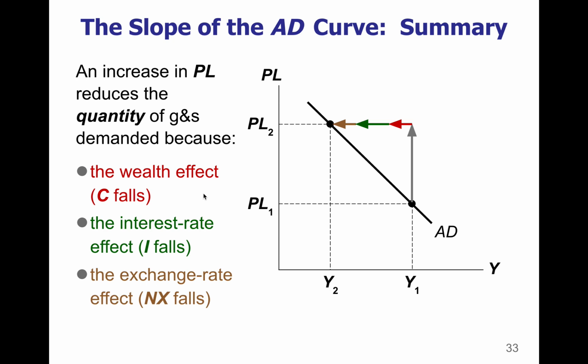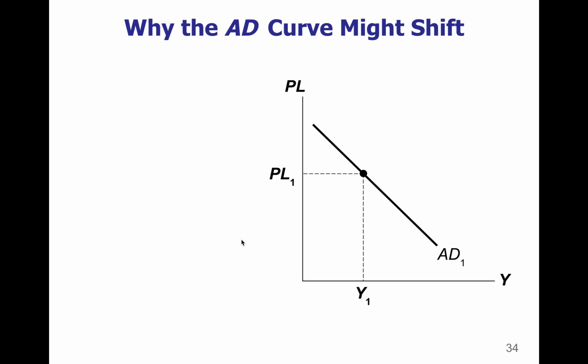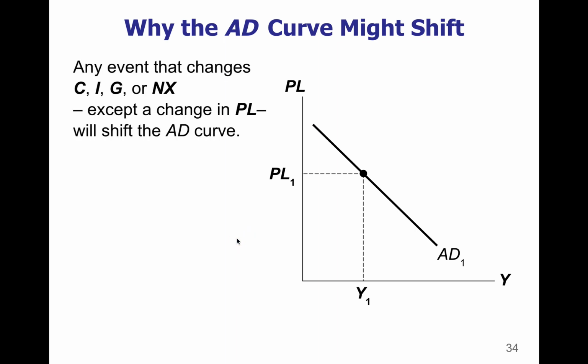In this case, the wealth effect is consumers buying less, interest rate is businesses buying less, and exchange rate is foreigners buying less American-made products. So all three of these explain why aggregate demand is downward sloping. But these things can also cause the entire aggregate demand line to shift.